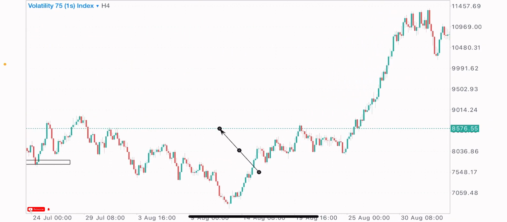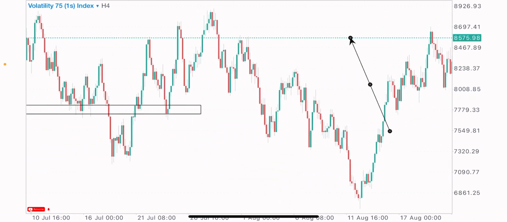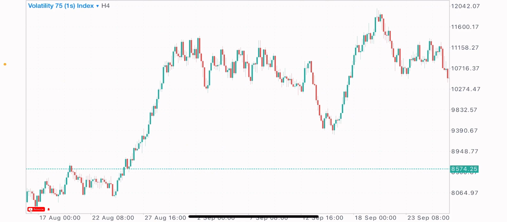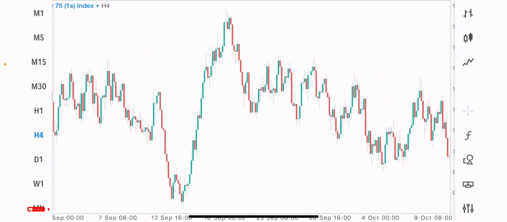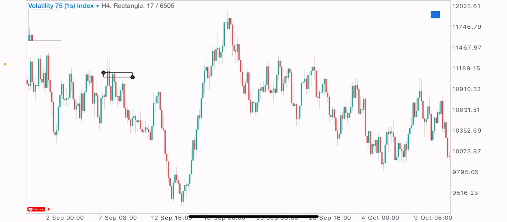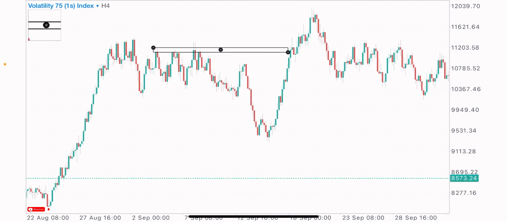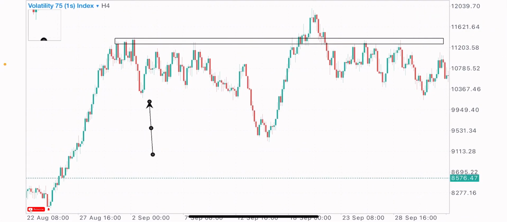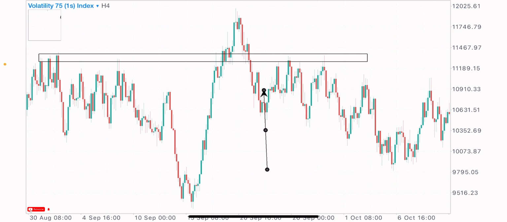Remember, when identifying these levels and getting a confirmation of them, look out for the third test of these levels. So let's identify a level of resistance. We have a level of resistance at this point. We got the first test here, and the first test had the second test and the third test. So on the third test of this level, we are confirming this level as a resistance level.